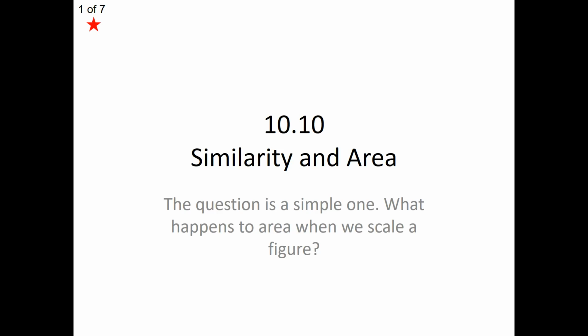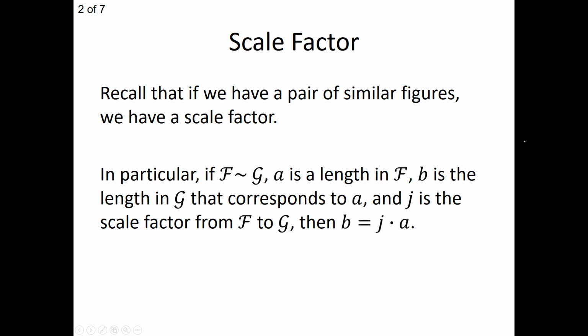Now the question is simple. When we scale a figure, what happens to the area of those scaled figures? Let's dive into this. If you recall, this is from chapter 7, way back when we talked about similarity: if we're given a pair of figures that are similar, then they have a scale factor. In particular, if F is similar to G, and a is a length of F and b is a length of G, then there exists some scale factor, let's call it j, that when you multiply a by j gives you b, which is the similarity from our figure F to the figure G.